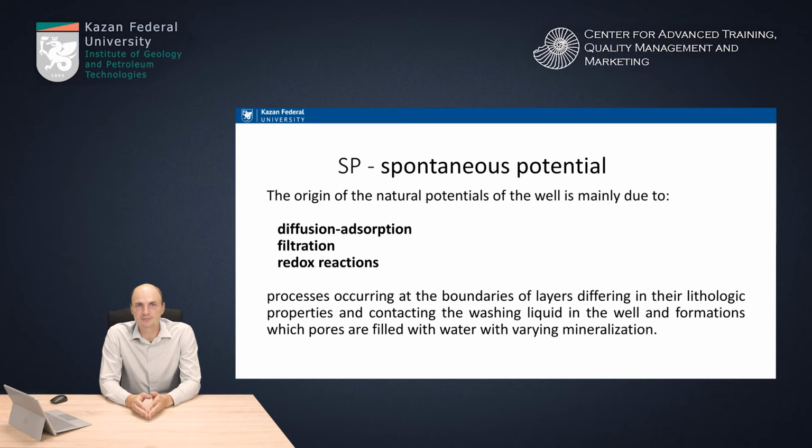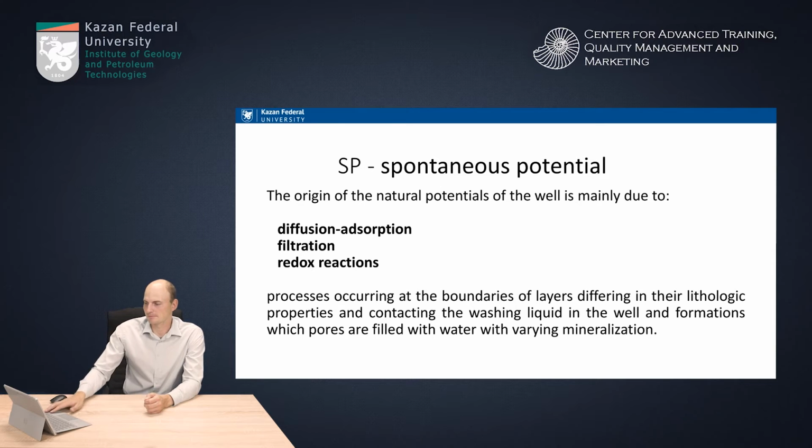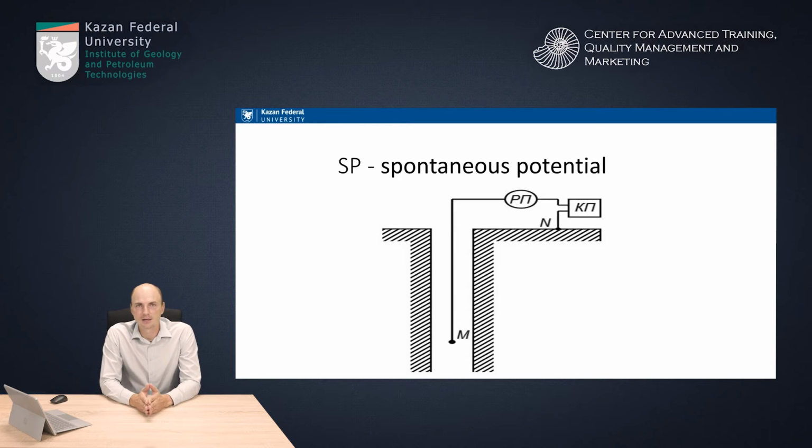The SP log, or spontaneous potential log, is one of the oldest logs, created by the Schlumberger brothers. This log measures the natural spontaneous potential in the well. It is created as shown in the figure.